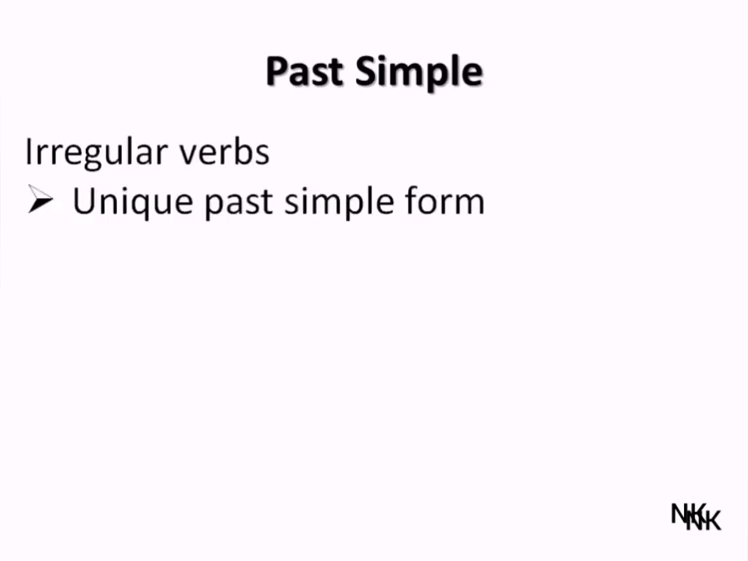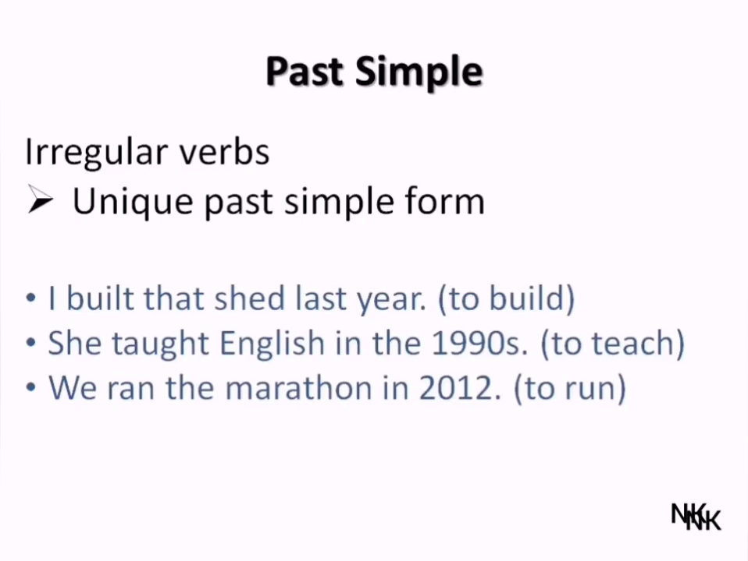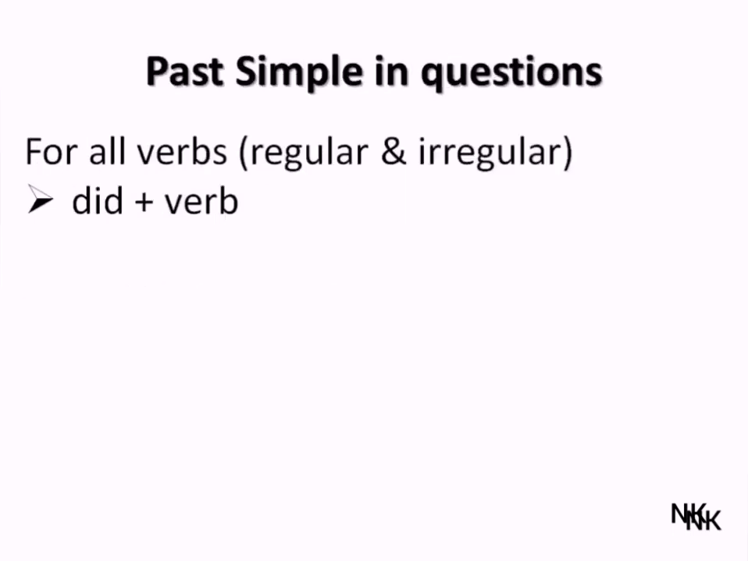Now let's have a look at the irregular verbs. All irregular verbs have a unique past simple form. I built that shed last year. The infinitive form is to build. She taught English in the 1990s. The infinitive form is to teach. We ran the marathon in 2012.